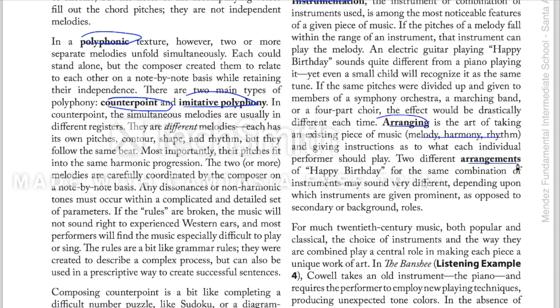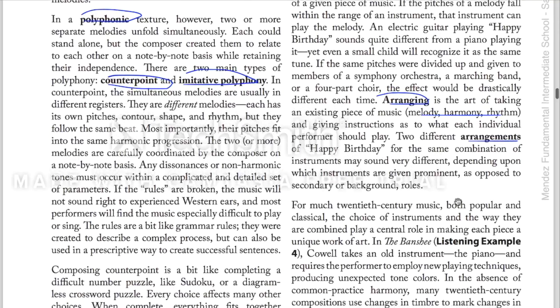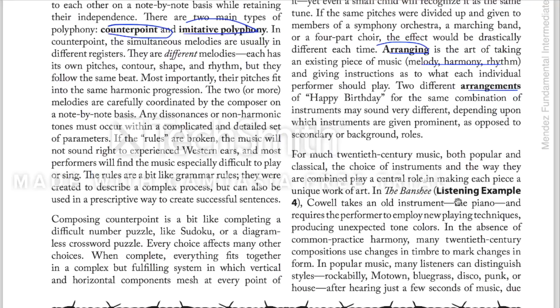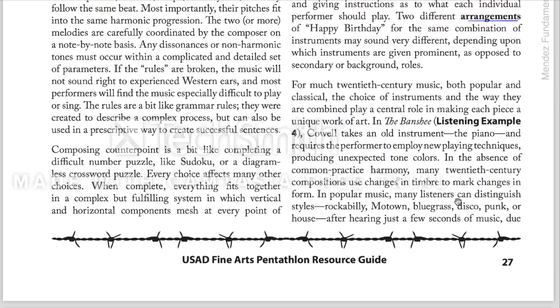Two different arrangements of Happy Birthday can have very different sounds depending upon which instruments are given prominent as opposed to secondary or background roles. For much 20th century music, both popular and classical, the choice of instruments and the way they are combined play a central role in making each piece a unique work of art. In The Banshee, which is listed in example 4, Cowell takes an old instrument, the piano, and requires the performer to employ new playing techniques, producing unexpected tone colors. In the absence of common practice harmony, many 20th century compositions use changes in timbre to mark changes in form.